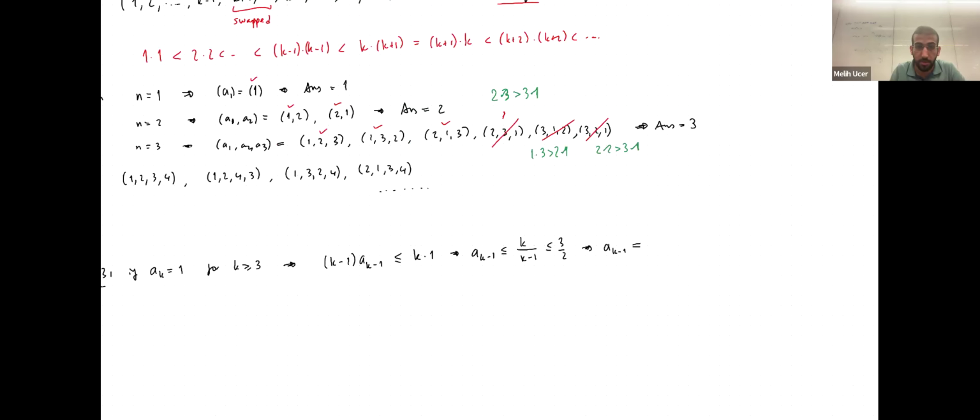Let's write it like this. Contradiction, because, this is a notation for contradiction. You have to say this precisely, right? AK minus 1 is an integer and it is different from 1. It is from here.